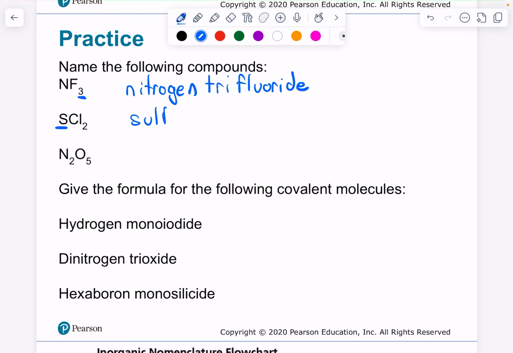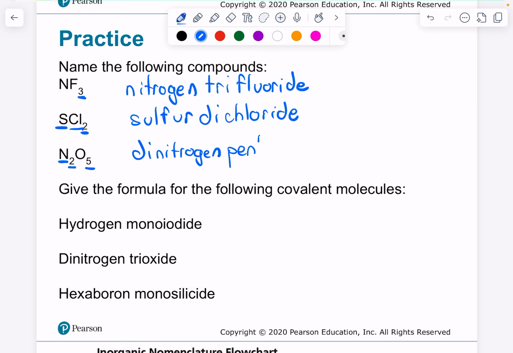Sulfur. I'm not going to say mono because it's the first one. Di. Chlorine changes to chloride. Last one, 2 nitrogens. So I'm going to say di, nitrogen. 5 oxygens, which is pent or penta. Sometimes I've heard it done both ways with the oxygen. I'll show you what I mean in a second.